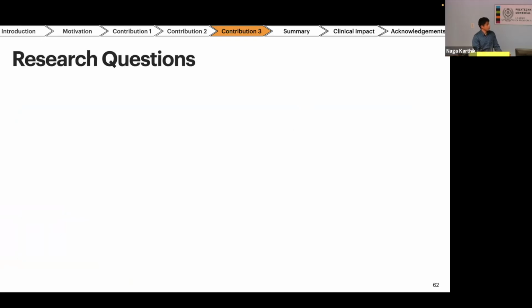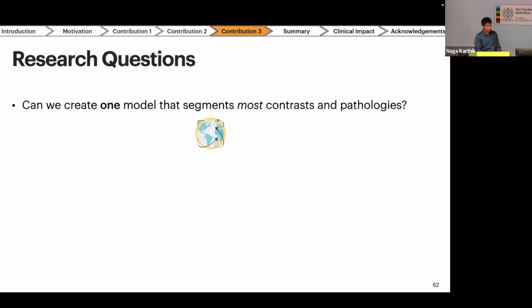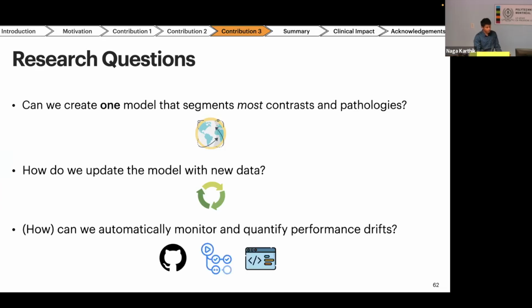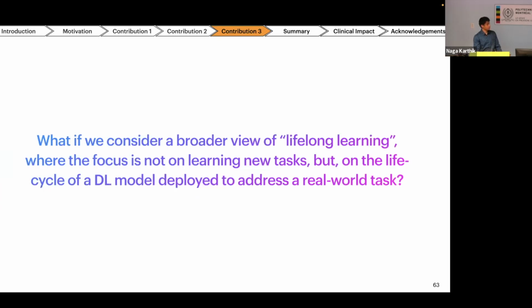So in this work, some of the questions that we asked is, can we create one model that can segment most contrasts or pathologies? Instead of having multiple different models, how can we update this model when we have new data? And how can we monitor or quantify performance drifts between different versions of the segmentation model? So these questions collectively take a broader view of lifelong learning in some sense, where we do not focus on learning new tasks, but we want to focus on the life cycle of a single model that is deployed to address a real-world task, in this case, the spinal cord segmentation.